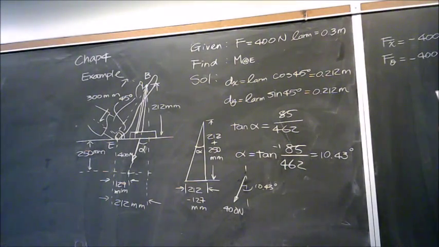Okay, so if we know this information, this one is going to be negative 72.41 Newton. This one is going to be negative 393.4 Newton. Okay, now we know our dx, dy, fx, and fy.